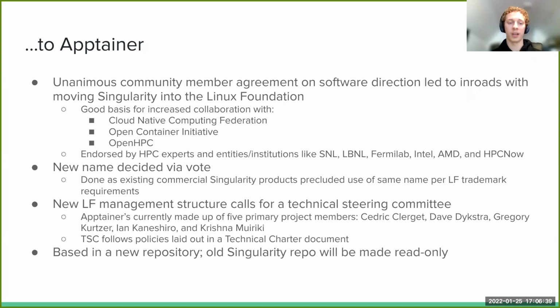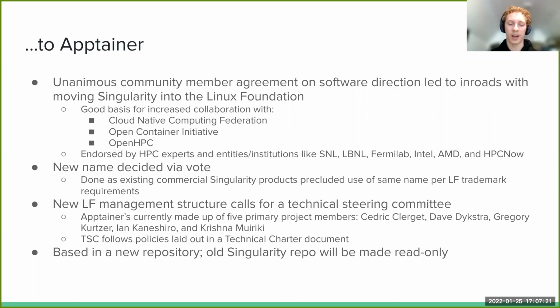Also, on the enterprise and user side, this move was endorsed by independent high-performance computing experts, entities and institutions like Sandia National Lab, Lawrence Berkeley National Lab, Fermilab, Intel, HPC now. So essentially, there was a broad basis of support for this move from both the open source Singularity community and the more institutional, academic, and enterprise side of open source.